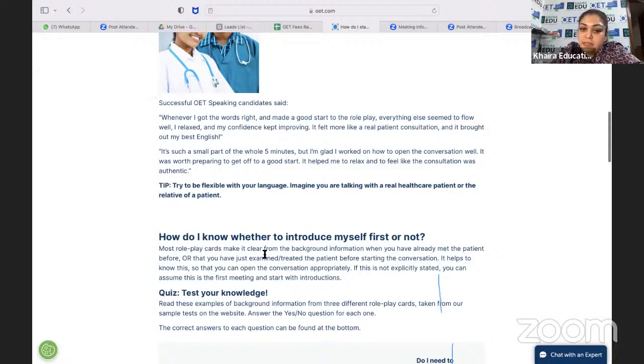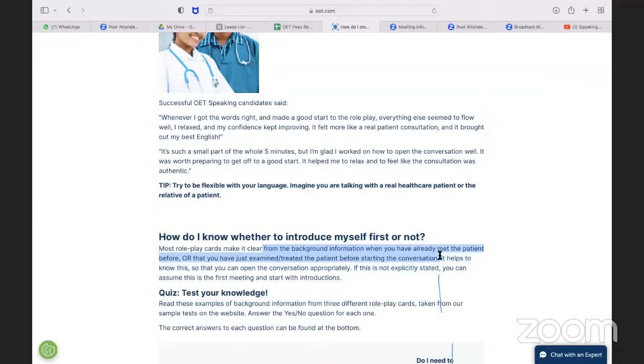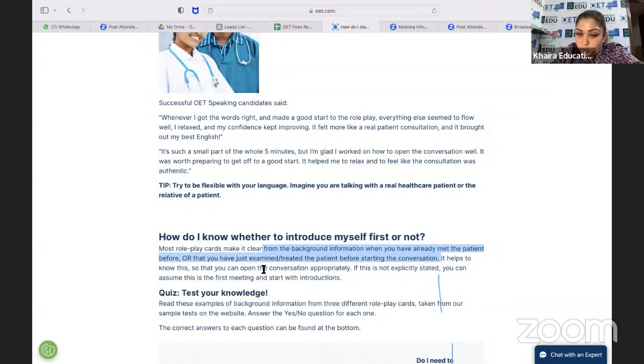Most role play cards make it clear from the background information when you've already met the patient before, or that you've just examined or treated before starting the conversation. It helps to know this so you can open the conversation appropriately. If this is not explicitly stated, you can assume that this is the first meeting and start with the introductions. Now, what do we mean by this?